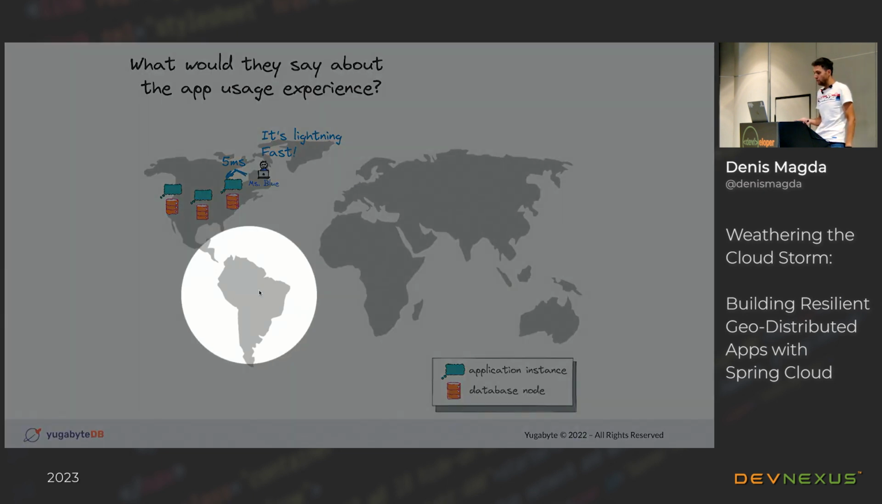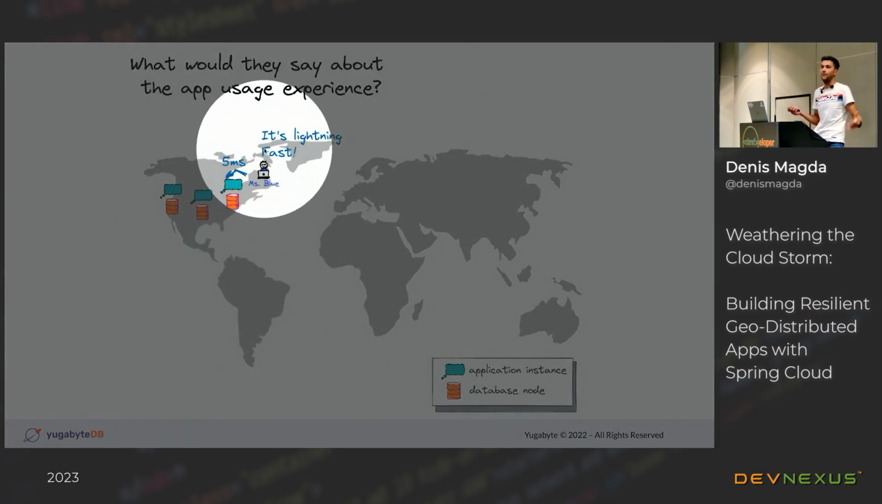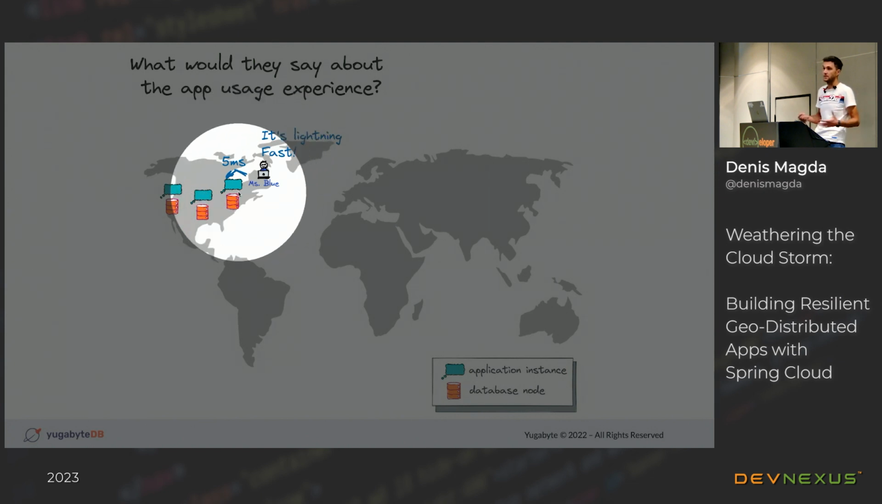And Mrs. Blue, she says, oh, it's lightning fast. I love this messenger. It's really quick, etc. And why is her answer that? Because remember, she lives in New York, and we have application instances and the data also in the US East. Probably she lives also within the boundaries of the US East region of the cloud provider.